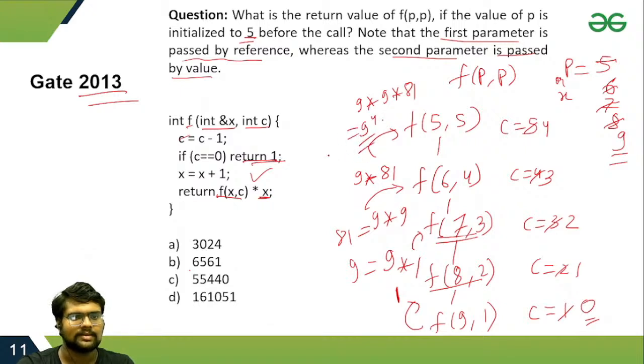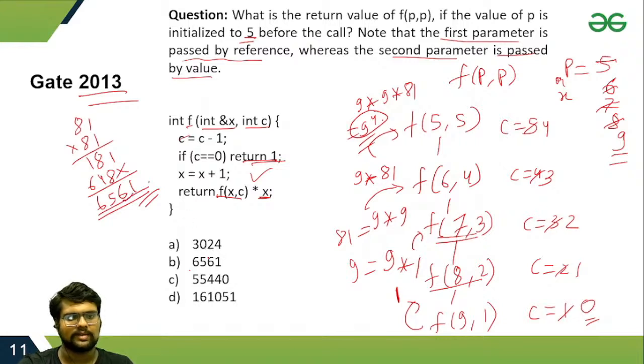Okay, so 9 to the power 4 is 81 into 81, so it is 6561. So 9 to the power 4 will be our answer, and its value is 6561. So our correct answer would be this. This code will return 6561 as the output. Okay, yeah.